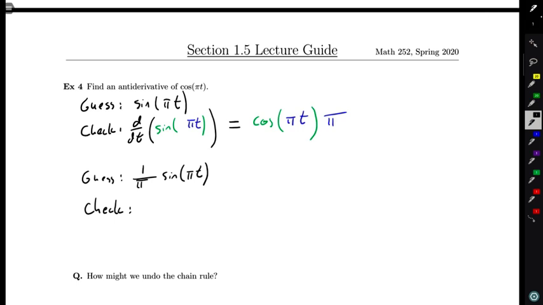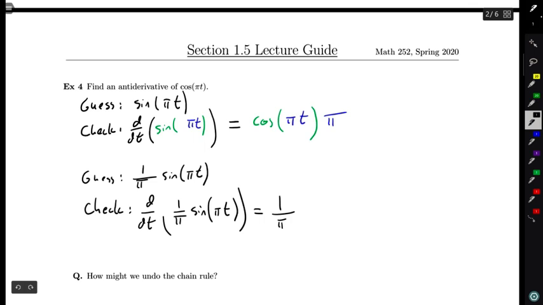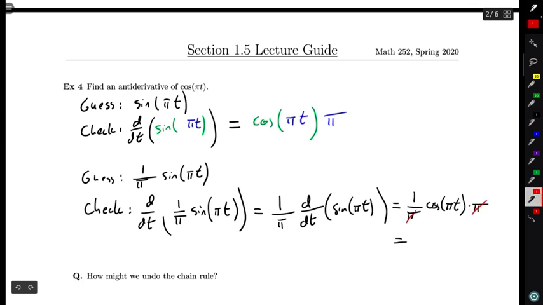So we have the derivative of 1 over pi times sine of pi t. We know the 1 over pi can come out front of the derivative, so we have 1 over pi times d dt of sine of pi t. And we just went through how to take the derivative of sine of pi t. It is cosine of pi t times pi. And now we see that the 2 pi's that I have here cancel out, and so I'm left with cosine of pi t.